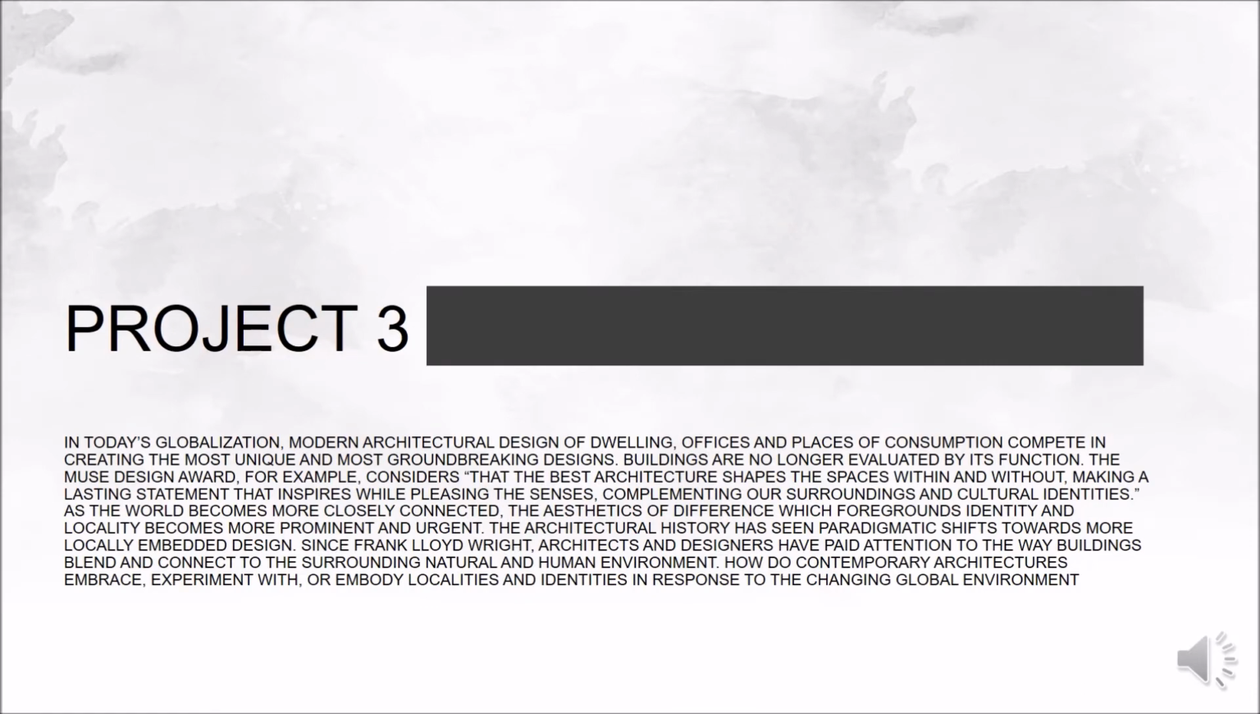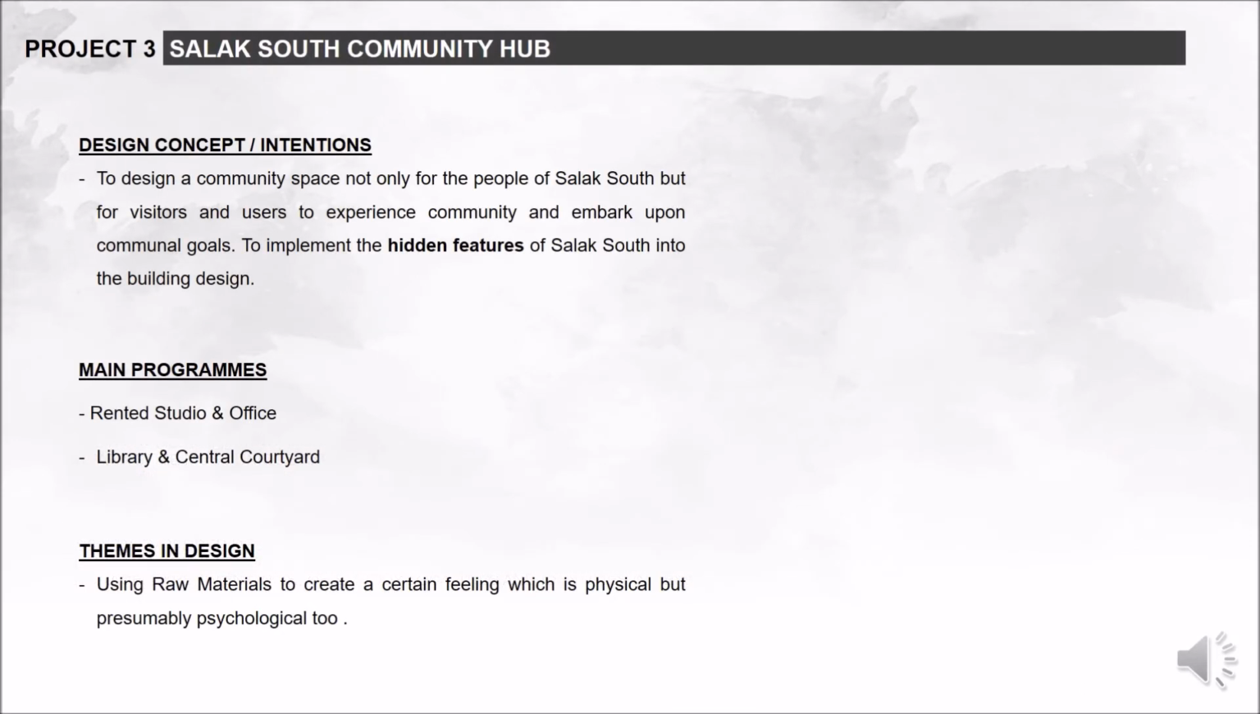Next, we will be talking about Project 3. The design concept and intention is to design a community space not only for the people of Salak South, but for visitors and users to experience community and embark upon communal goals. To implement the hidden features of Salak South into the building design as well. The main programs are the rented studios and office, library, and the central courtyard. The team is using raw materials to create a certain feeling which is physical but presumably psychological too.